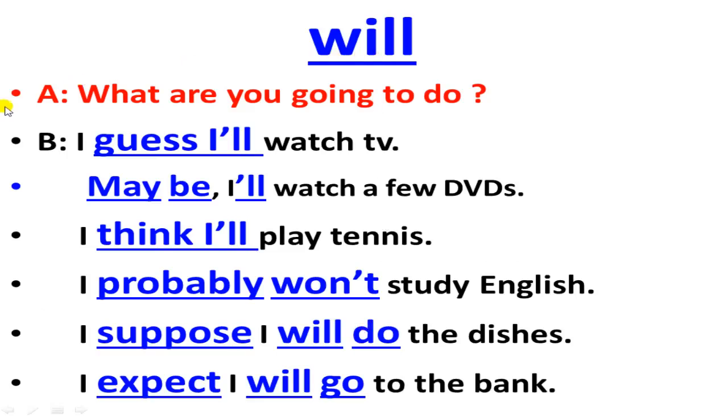A and B conversation. A: What are you gonna do tonight? B: I guess I'll watch TV. Maybe I'll watch a few DVDs. I think I'll play tennis. I probably won't study English. I suppose I'll do the dishes. I expect I'll go to the bank.